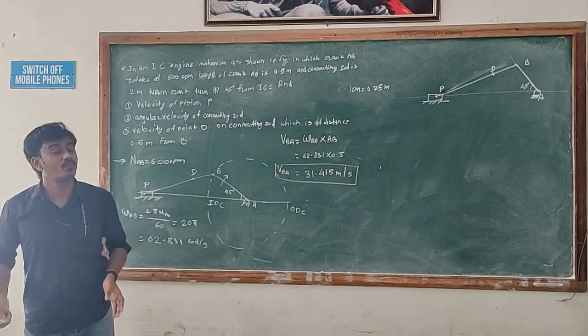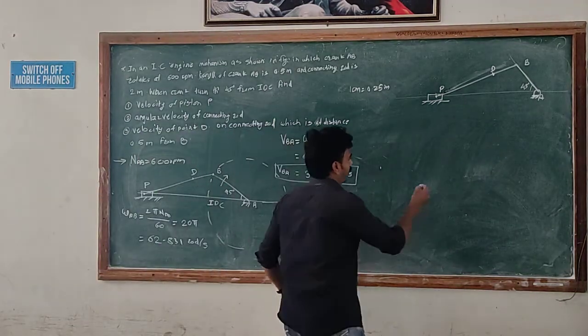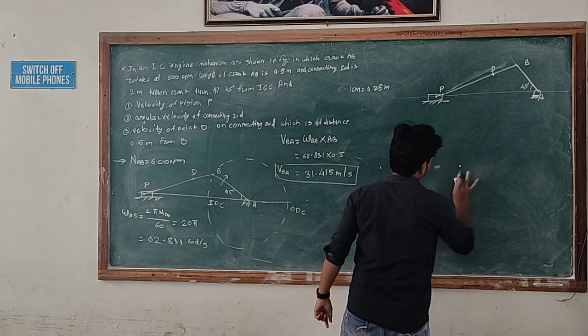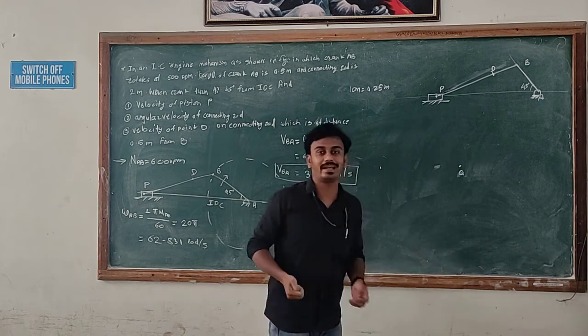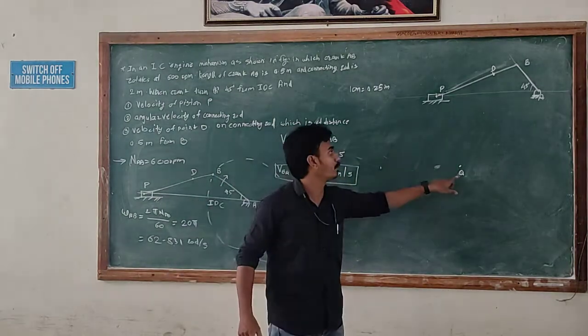Now we have to draw the velocity diagram. To draw the velocity diagram, first of all we will mark the fixed point A here. Suppose here is the point a. To draw the velocity diagram, we will use notation in small letters. So suppose this is the point a.